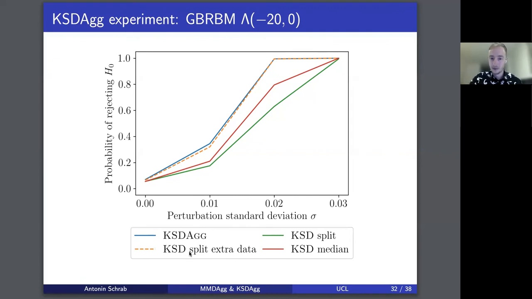And it performs better than the split and the median considerably. As I said, on the x-axis we have the standard deviation of the noise. When this is 0, this means that P is equal to Q, so all the tests have correct levels, 0.05. Then as we increase sigma, it's easier to distinguish P from Q, and all the powers increase.